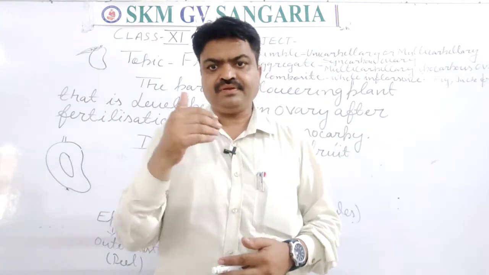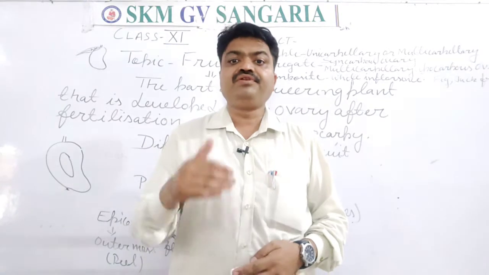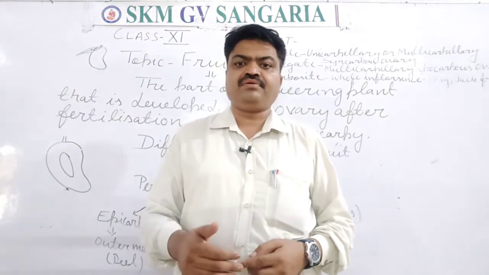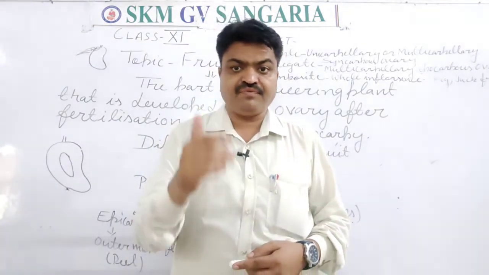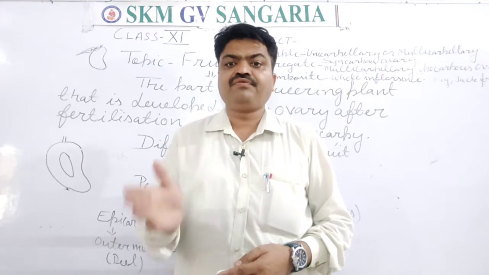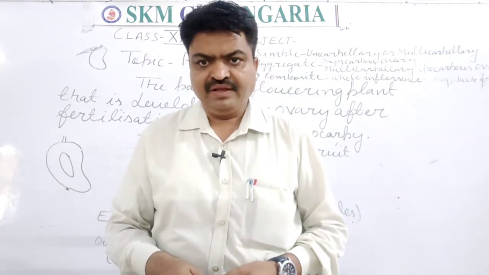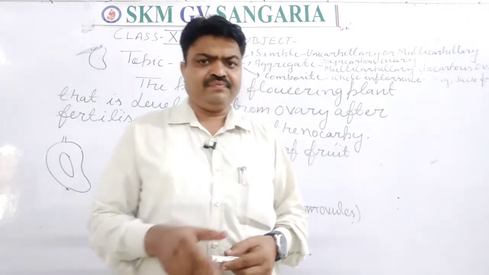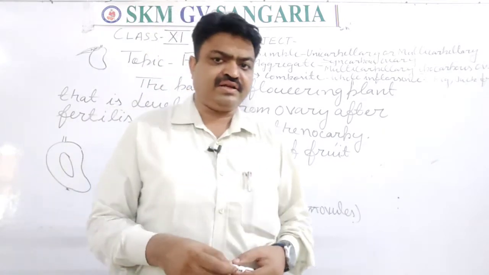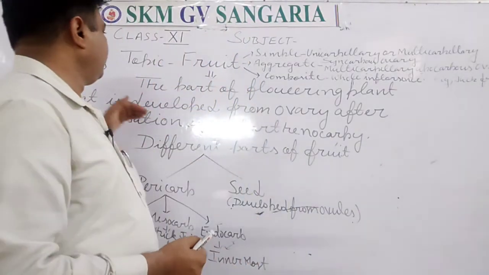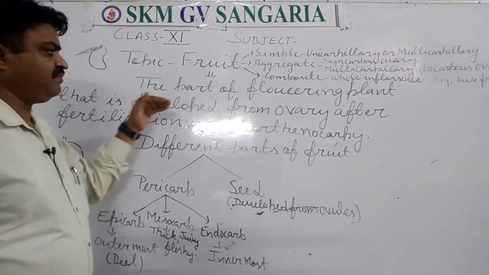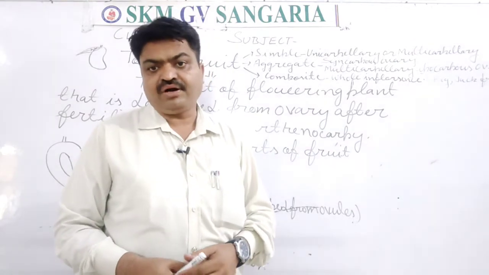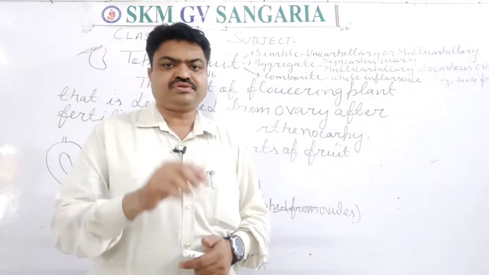And there are some fruits that develop without fertilization, students, and those fruits are known as parthenocarpic fruit. Parthenocarpic fruits develop from the ovary without fertilization, and this process is known as parthenocarpy. And what definition will you write in the case of the fruit, students? The part of a flowering plant that develops from the ovary after fertilization or by parthenocarpy is known as fruit.